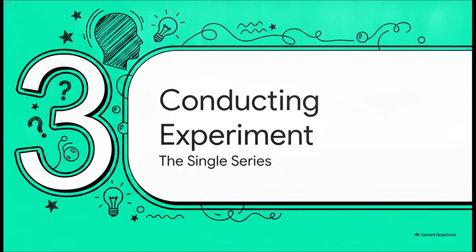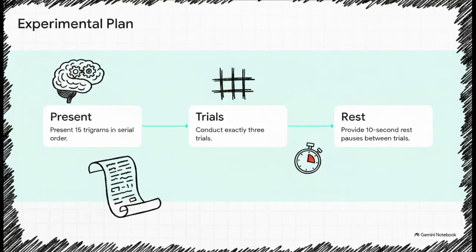All right, Section 3, Conducting the Memory Experiment. To ensure total uniformity, we conduct the experiment in a single series. A list of 15 trigrams will be presented to our volunteer in strict serial order. We're going to do exactly 3 trials, and between each of those trials, we have to provide a rest pause of exactly 10 seconds. That 10-second pause is a specific precaution to prevent the effect of interference.